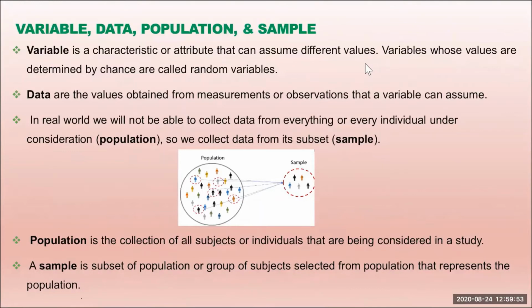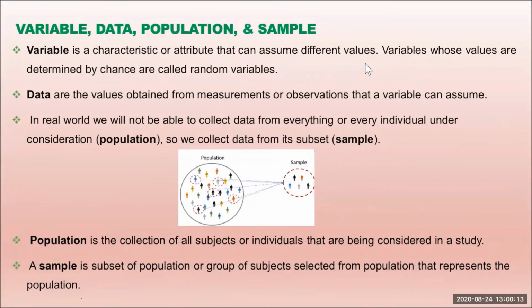If I say height, then you will say I am 4'9", I am 5, I'm 5'7", and so on. You will have different values for the height. So that is a variable. If I ask you about your GPA, the current GPA at CCA, maybe you'll say I have 3.4, I have 3.7, I have 4.0, and so on.